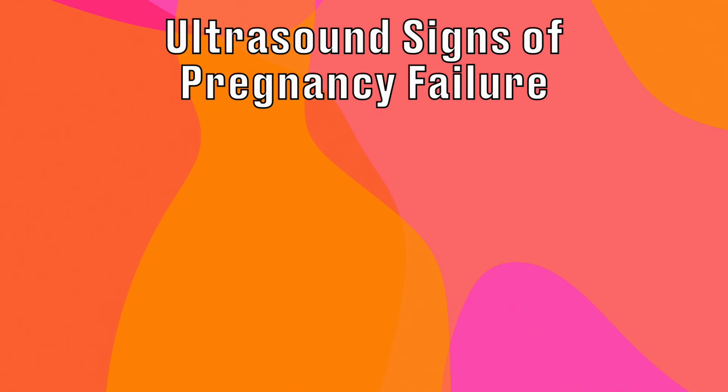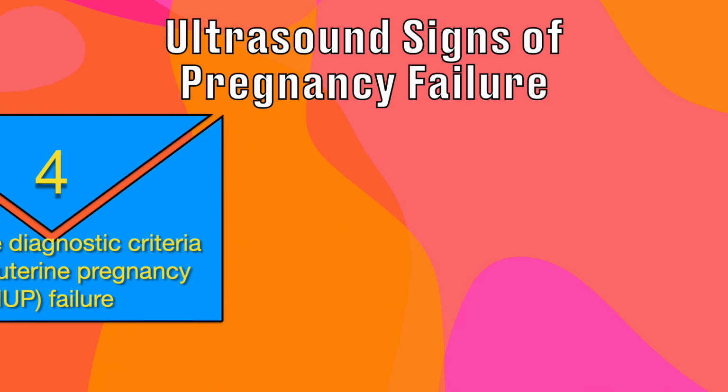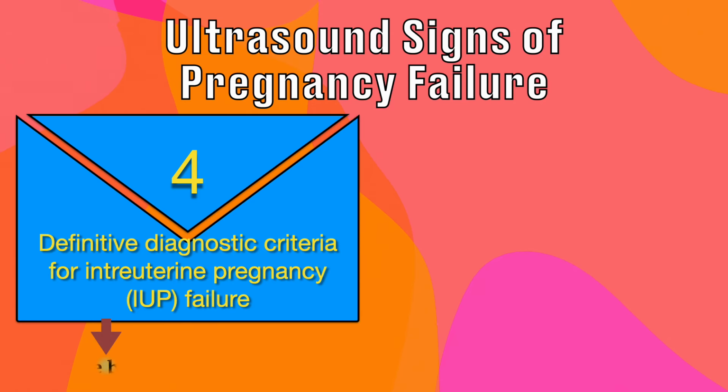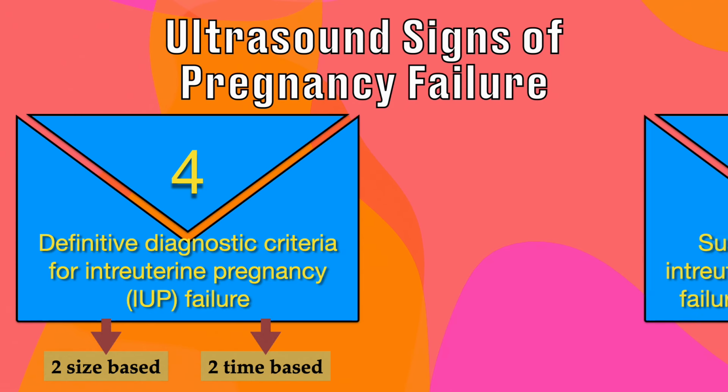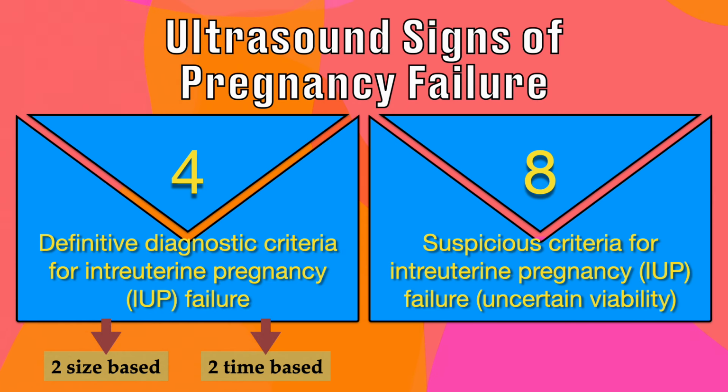Intrauterine pregnancy failure can be diagnosed based on 4 definitive criteria. 2 are size-based and 2 are time-based. There are 8 suspicious criteria indicative of pregnancy failure. Suspicious criteria are also called intrauterine pregnancy failure of uncertain viability.